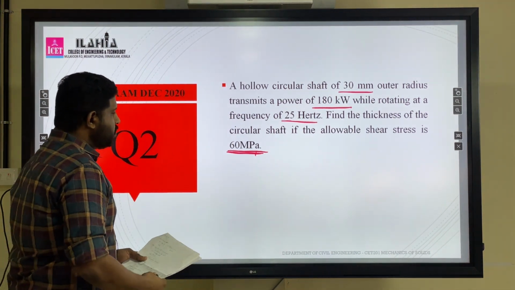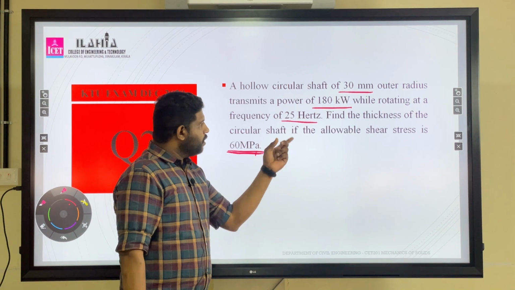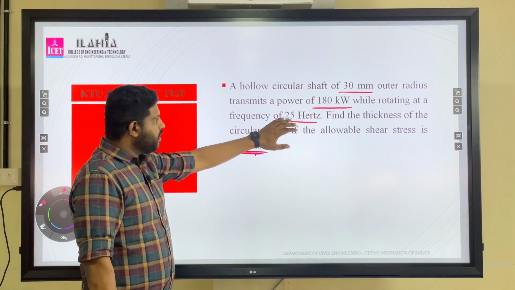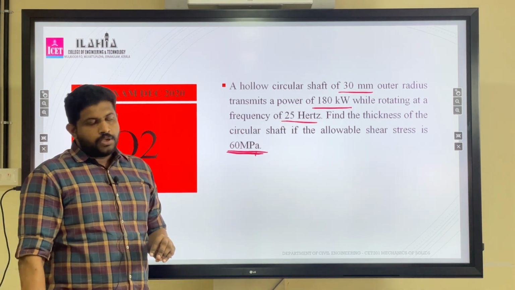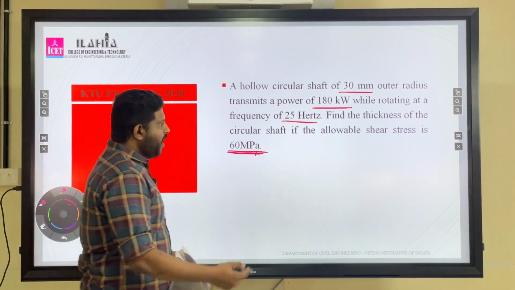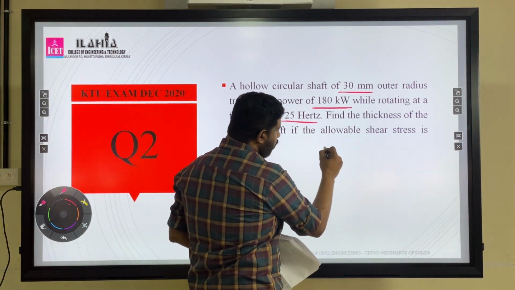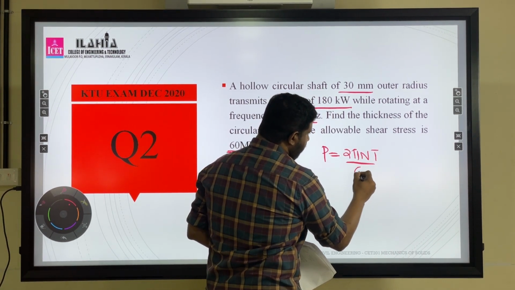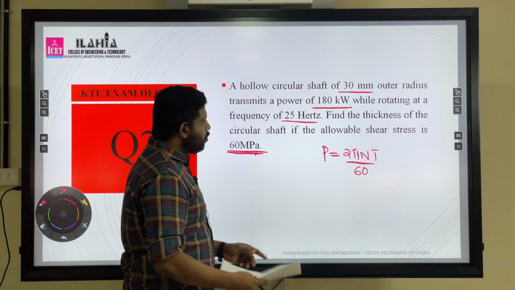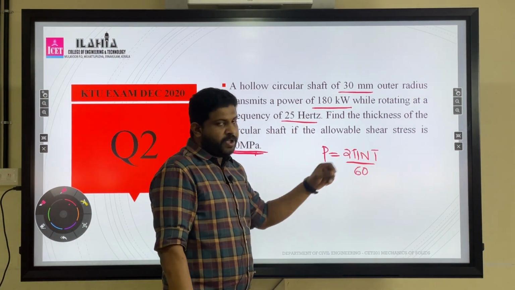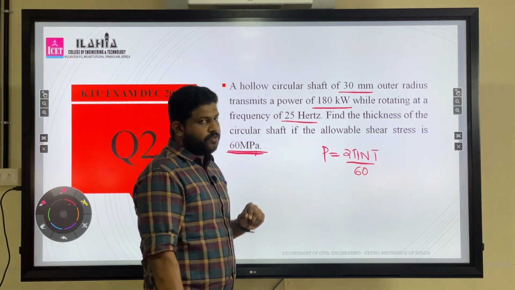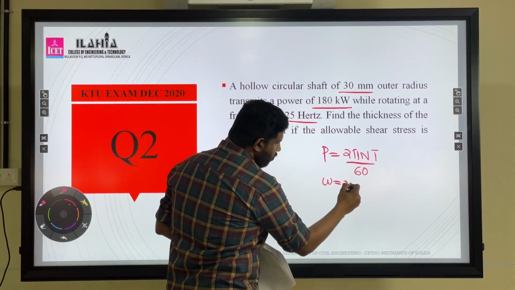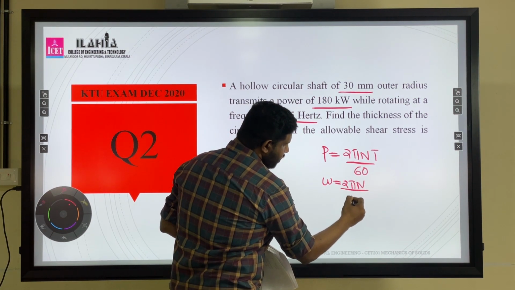In this question, the difference is that the data is given in terms of frequency instead of RPM. When we have a problem like this in terms of frequency, we have the equation for power: power is equal to 2 pi n t divided by 60. Usually the RPM value will be given, but here the frequency is given. So the difference is that we have an equation for omega. Omega is equal to 2 pi n by 60.